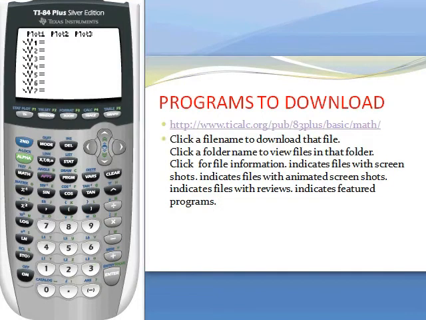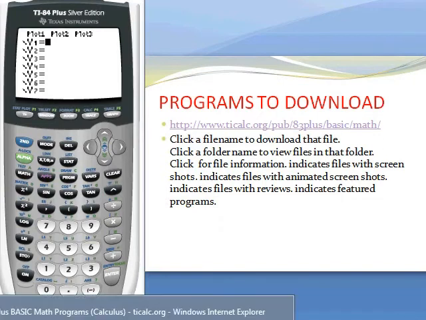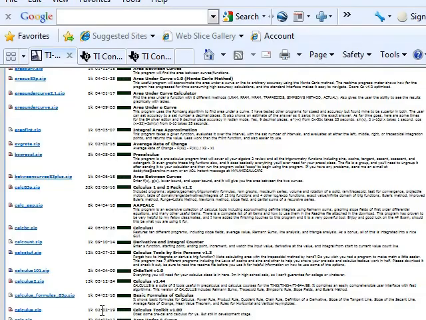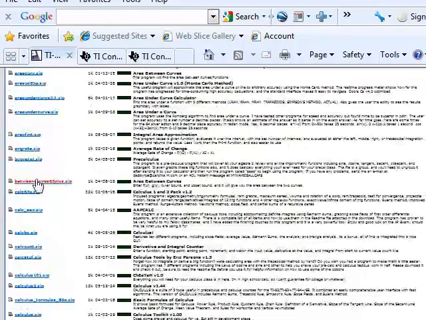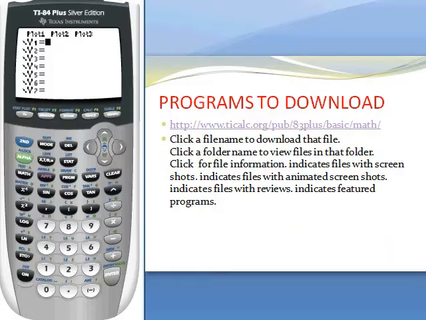Now, if I want to use a pre-written program, you can go to this website right here, the TI, and download one. Just like I did before, you can look at a list of programs and click on the link, and it'll tell you what to do. You can right-click and put it in your computer.